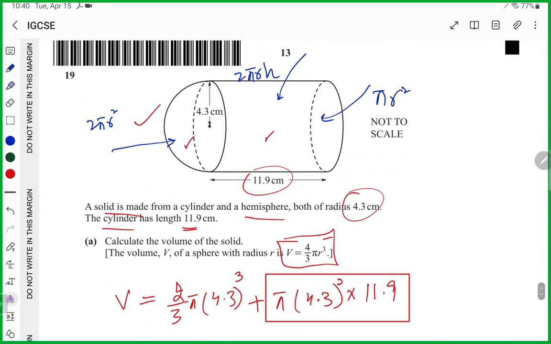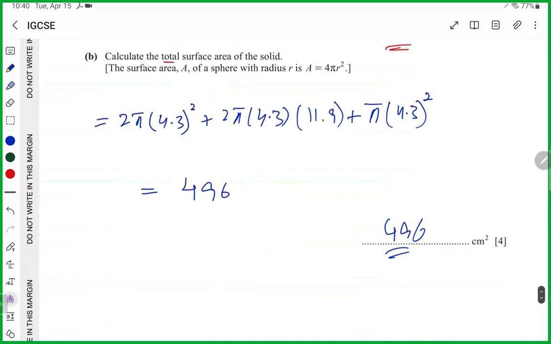See, when we have to find surface area, it's like this, and the base. Base, curved surface, and the curved surface of the hemisphere.